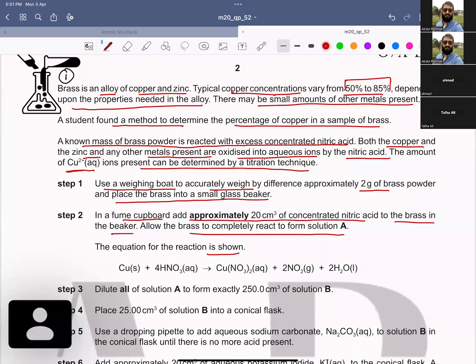Why use the fume cupboard? There is a gas which can cause breathing problems. That's why we use a fume cupboard, where this gas can easily escape to the atmosphere. So step 1 and step 2 are clear to everyone? If anybody has any doubt, kindly ask.